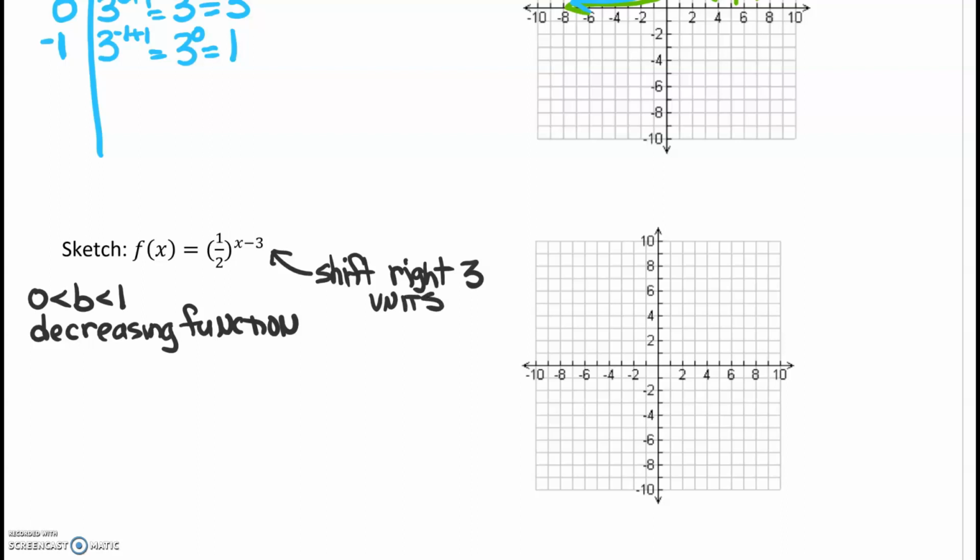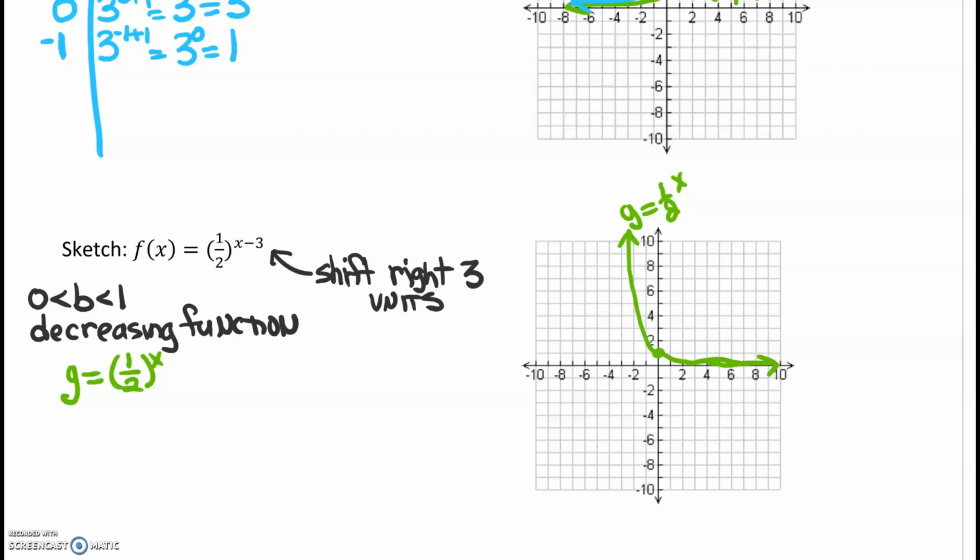The regular exponential function that this comes from, y equals 1/2 to the x, would have the y-intercept at 0, 1 and be a decreasing function. Yours is just going to shift the other direction. So let me put in what y equals 1/2 to the x looks like. Decreasing like this. Oops, sorry about that. So from left to right it's going down. Yours is going to be that function but shifted to the right.